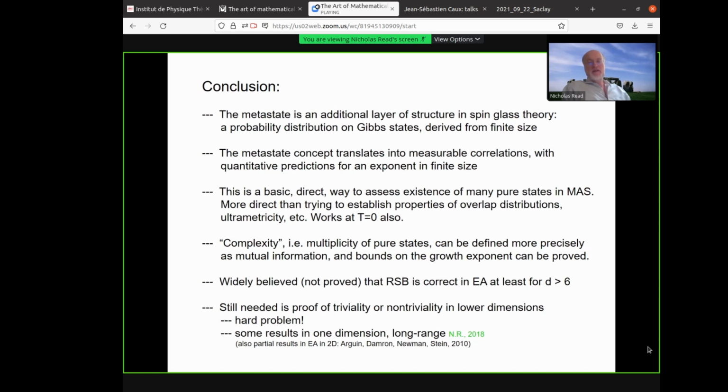The metastate will always be trivial in the high temperature region, and whenever there's no transition at non-zero temperature, we would expect that it's trivial at 0 temperature as well, but that's not been proved either. So with that, I will conclude and wish Hubert a happy birthday once again. Thank you.